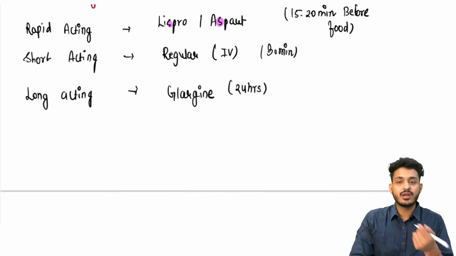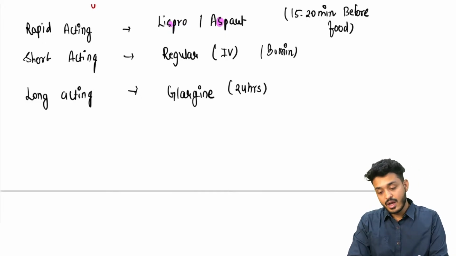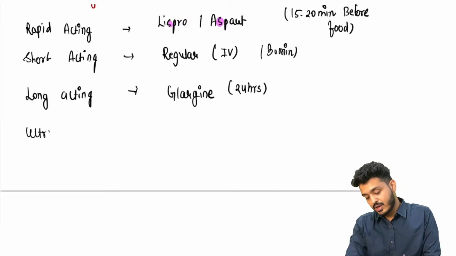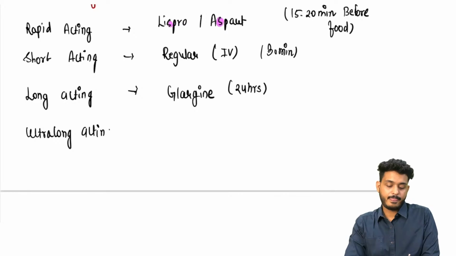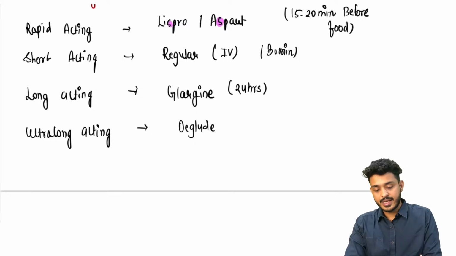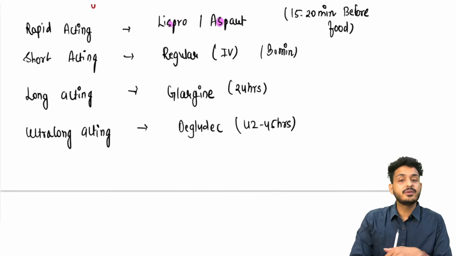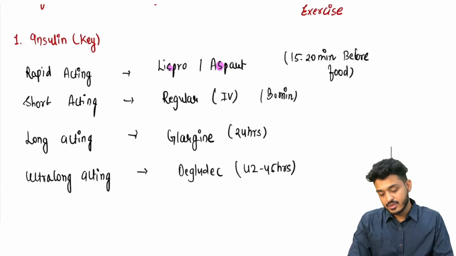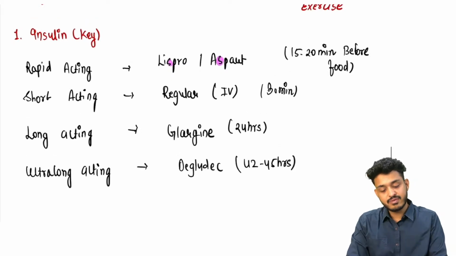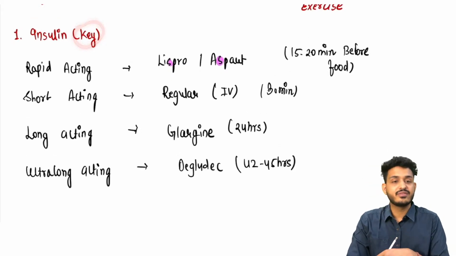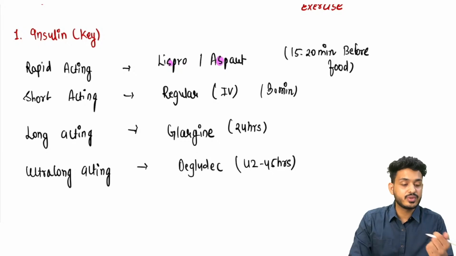This is going to be a long acting, but we are also having ultra long acting. And the ultra long acting is going to be D-gludac. It will be working for around 42 to 45 hours. This is going to be the D-gludac, right? So these are going to be the insulin. First thing we are going to give is the key. If you do not have the key, just give the key to the patient, right?